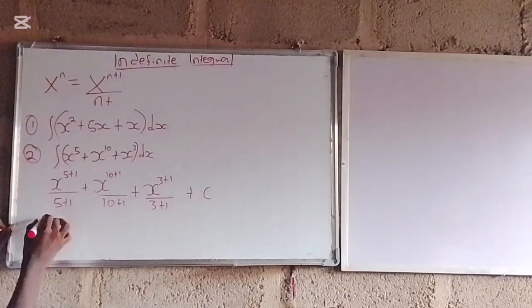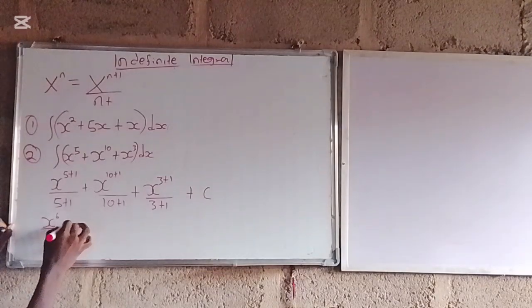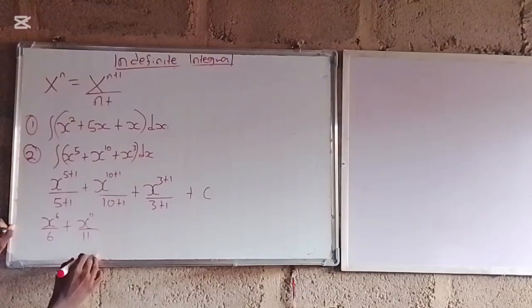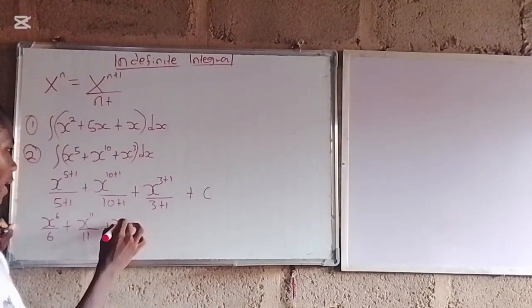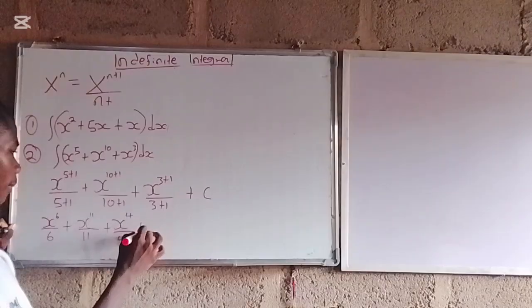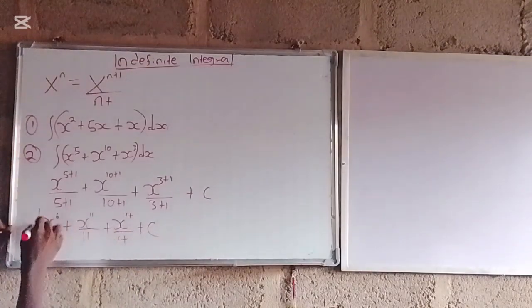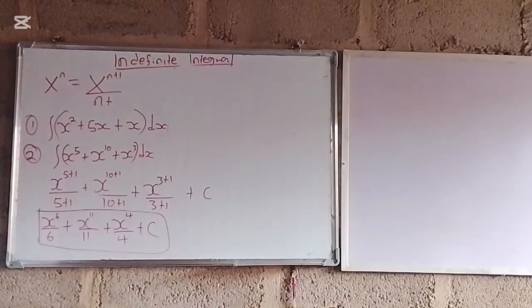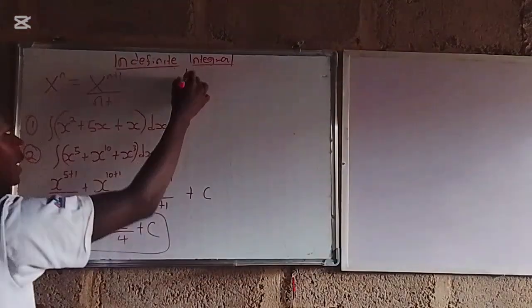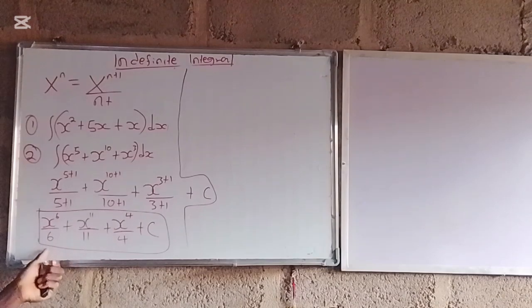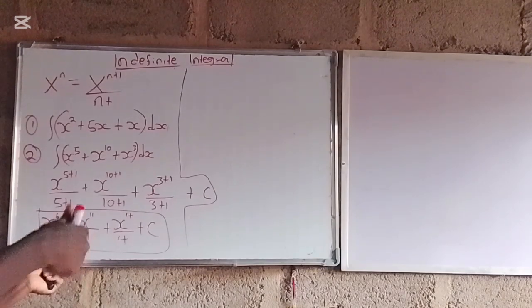This is the same thing as saying x raised to the power of 6 over 6 plus x raised to the power of 11 over 11 plus x raised to the power of what? 4 over 4 plus constant. So this is the final solution to this problem. So how can we verify it and check whether we are right or wrong, or whether we are going to get the reverse? Integration is the reverse of differentiation.